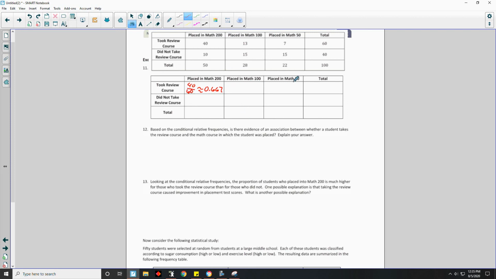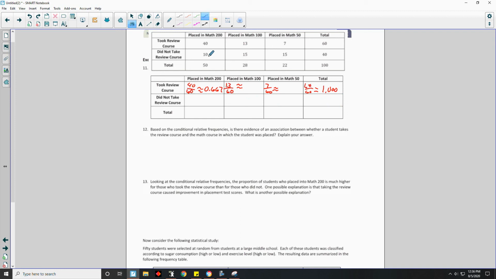Okay, so let's just go through and do the fractions first. So this would be 13 over 60. And this would be 7 over 60. And the total would be 60 out of 60. Oops, that's not going to be an approximation. That is going to be an integer. So it's just going to be 1.000. Okay, so there's that row.